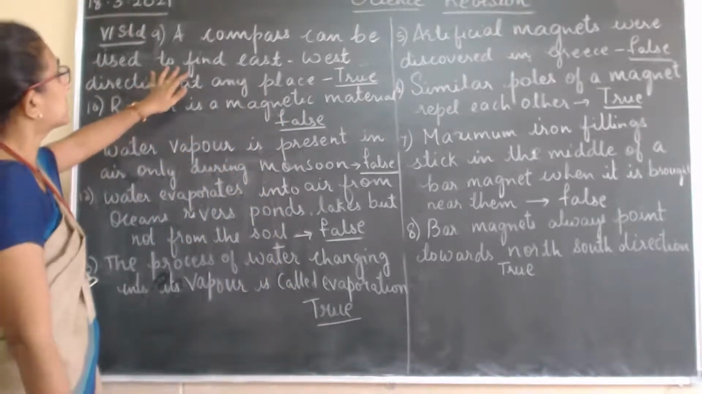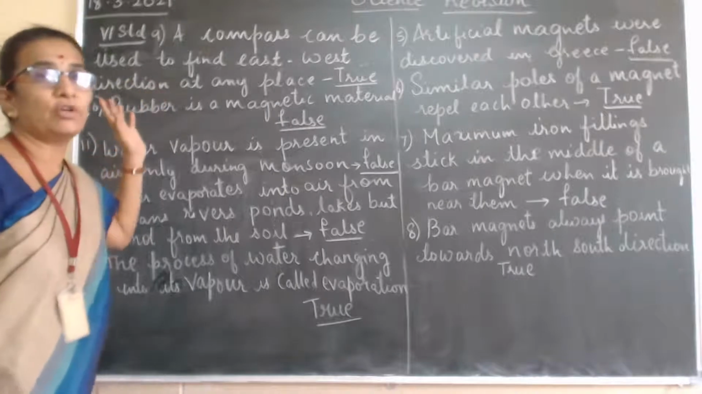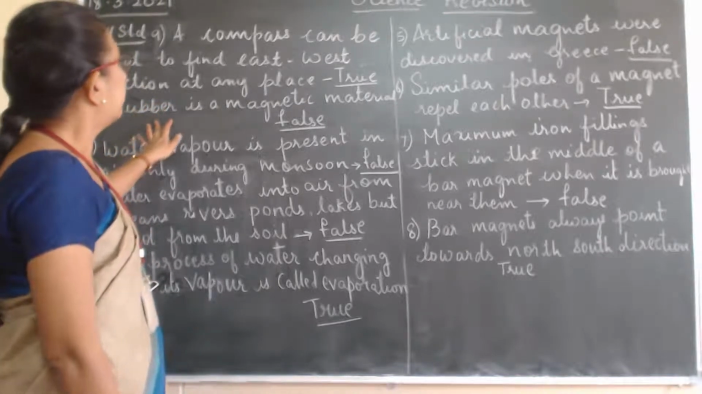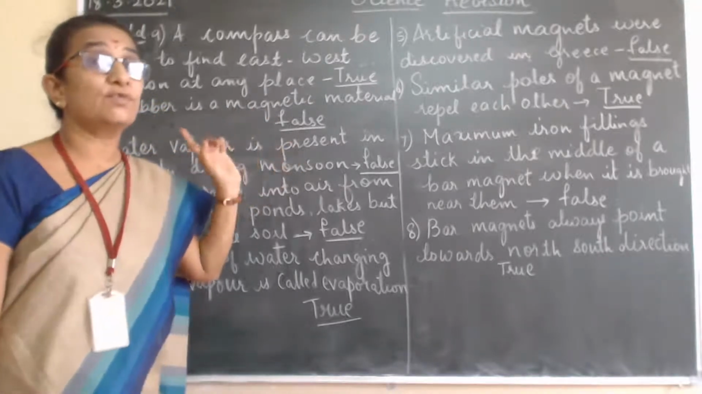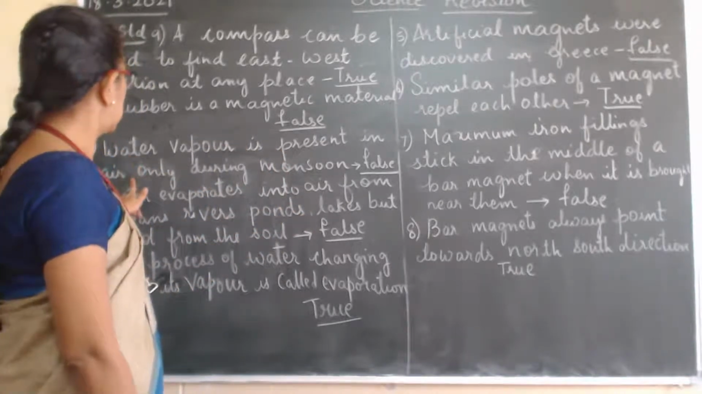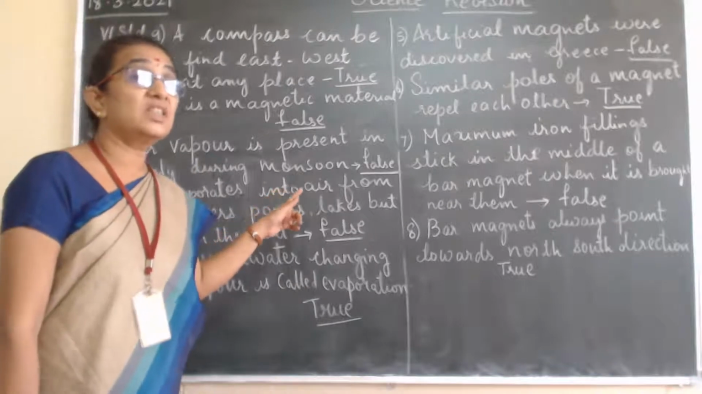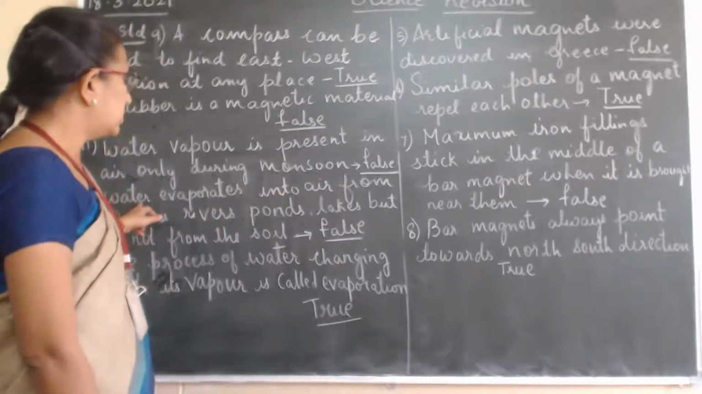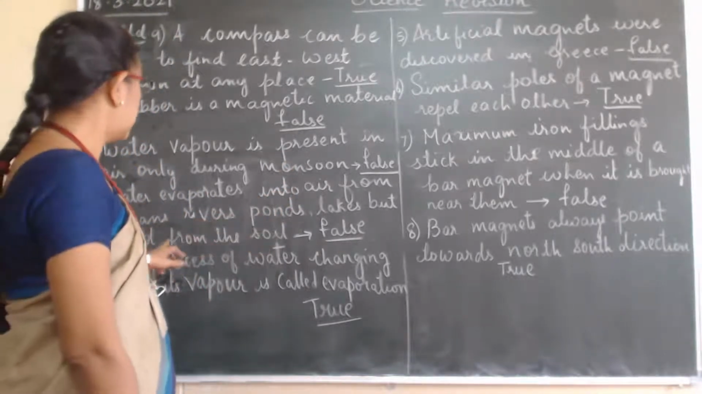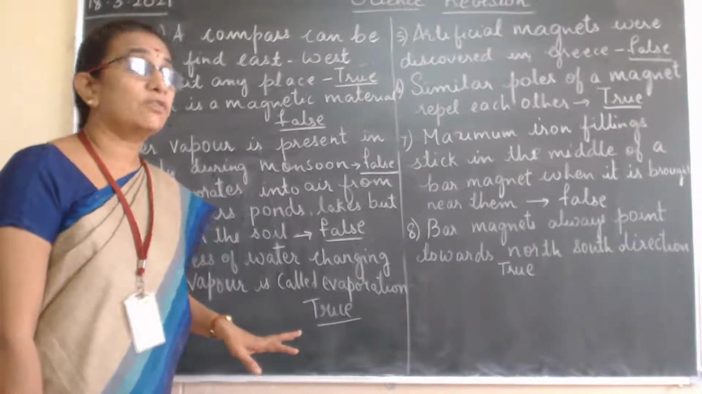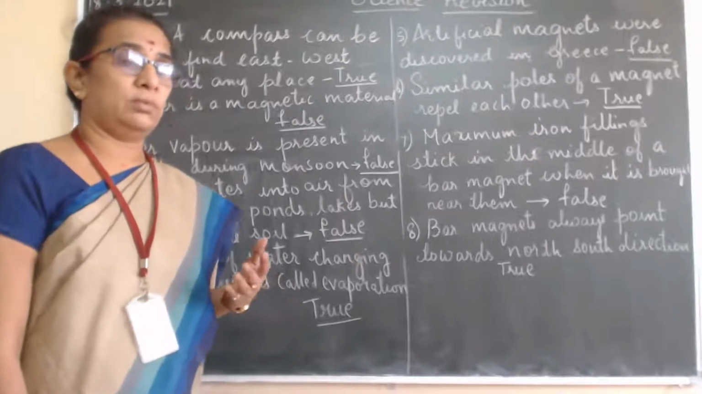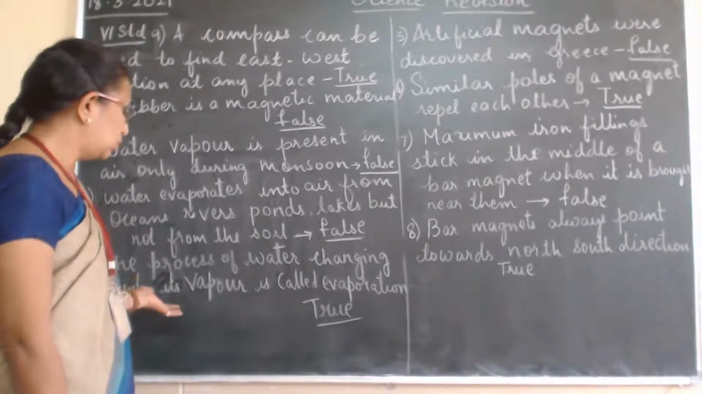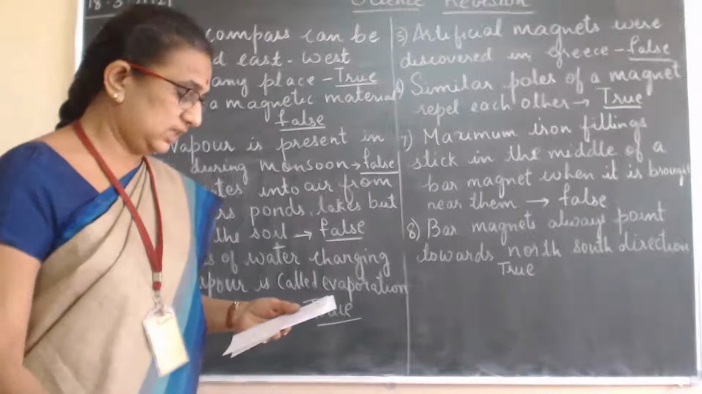Okay, now what does it say? Compass can be used to find the east-west direction. Yes, once we find out north-south, immediately we can understand even the east-west direction. And then what we have? Rubber is not a magnetic material. So the sentence is false. Okay, water vapor is present in the air only during monsoon. No, it is present in the air, and it's one of the components of the mixture of air. Then water evaporates into air from oceans, rivers, ponds, and seas, but not from the soil. False. Some amount of water from the soil also gets evaporated. And the process of water changing into its vapor is called evaporation. So this sentence is correct.